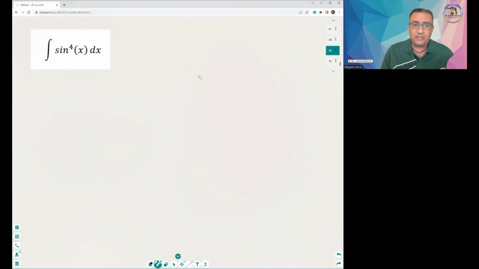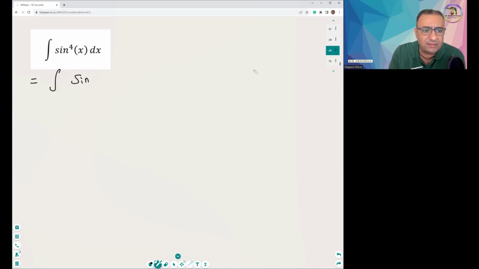So the next integration here is the integration of sine to the power of 4x. Again, you don't have the derivative of sine inside the integral. So you need to think of a manipulation of the trigonometry, which is basically using the cosine double angle identity, as I just showed you.